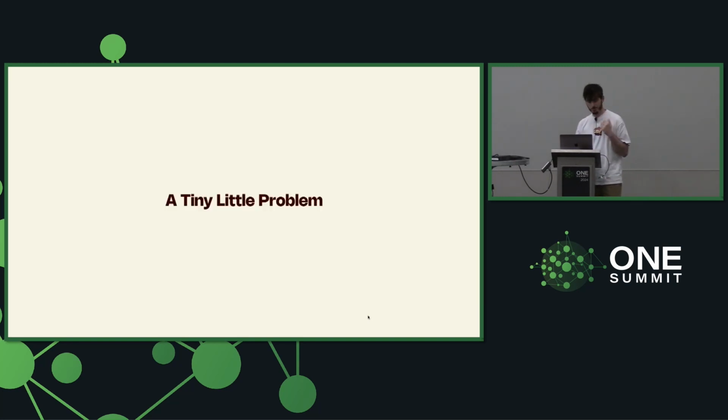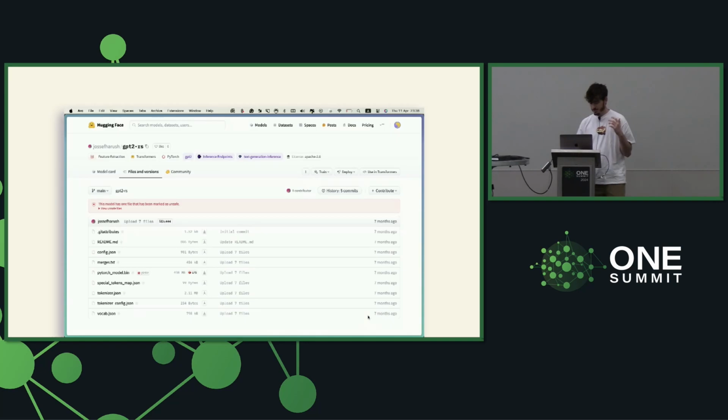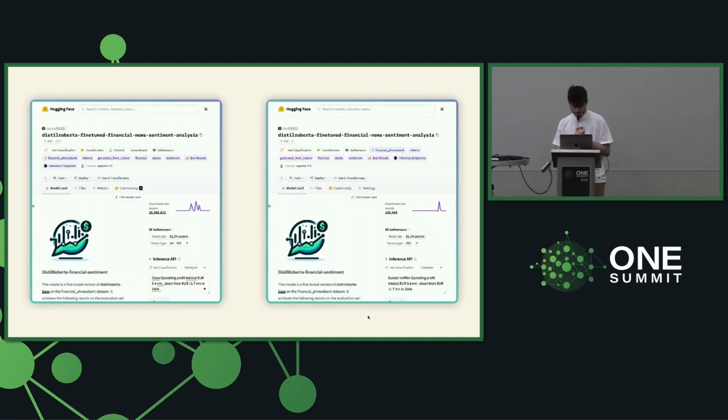But there's a tiny little problem in this. Hugging Face can detect it. Good for us, bad for attackers. But it's not the end of it, because there is an even more interesting attack you can do on AI models.